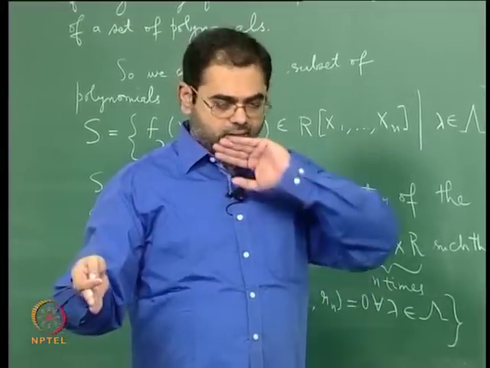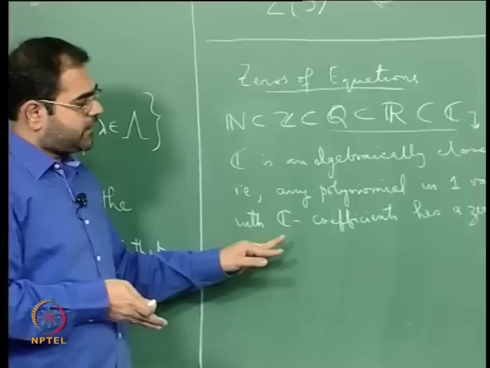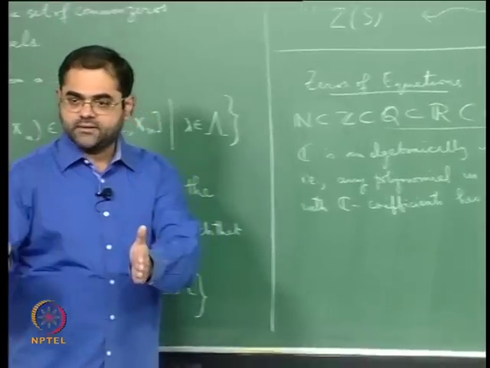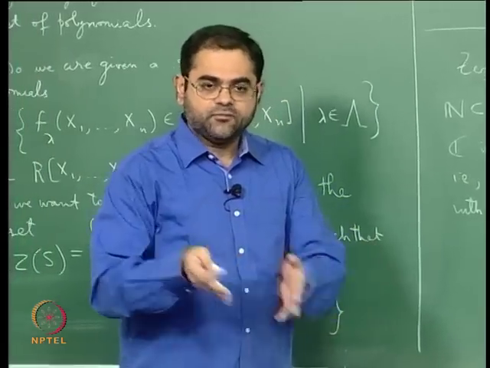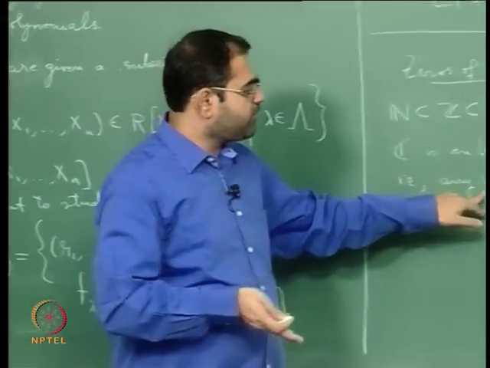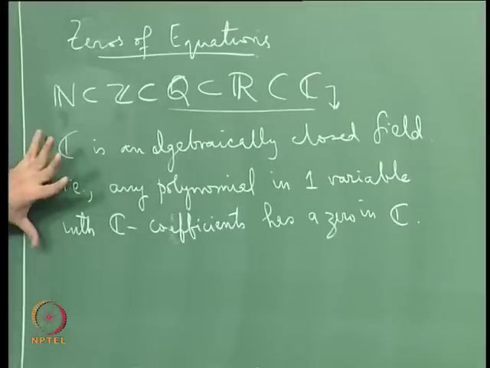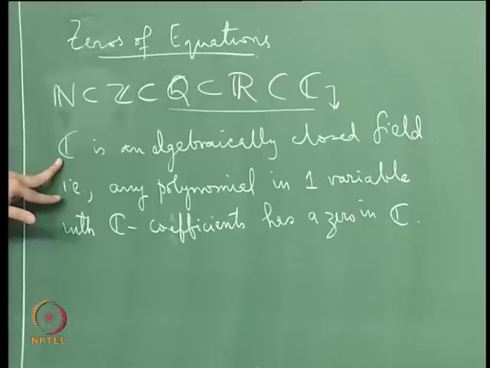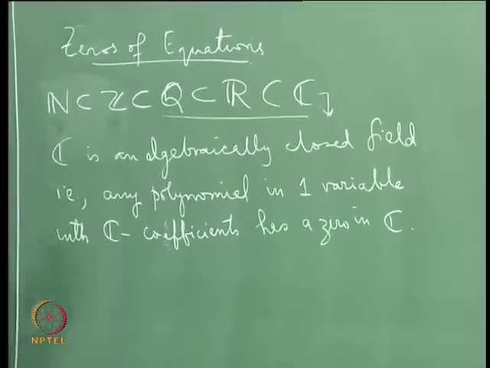And in this way you can continue. The polynomial of lower degree that you get also will have a zero in the complex numbers, and you can factor that linear factor out. If you do it like this, finally any polynomial can be completely split into linear factors. That is the property of the field of complex numbers which makes it algebraically closed. And in general, this is the definition of what an algebraically closed field is.